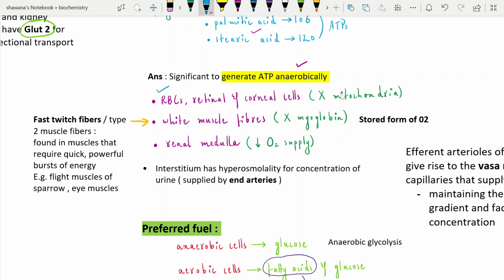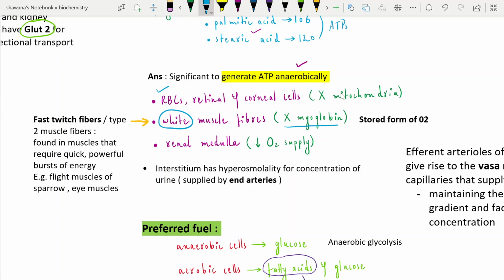Other cells are white muscle fibers. White muscle fibers are those muscle fibers which give instant power and instant energy. For example, birds have wings, and the muscles attached to their wings generate a sudden burst, right? So these are white muscle fibers. These are also known as fast twitch fibers or type 2 muscle fibers. These are white, and the name suggests that they do not have myoglobin.